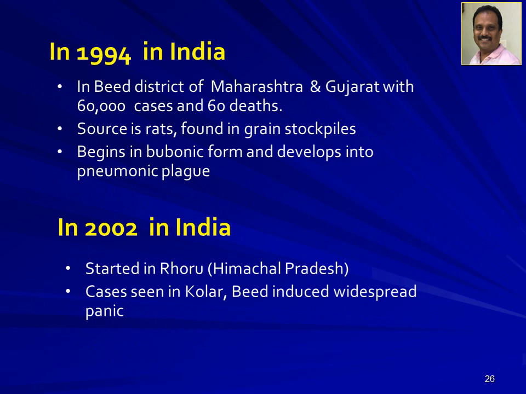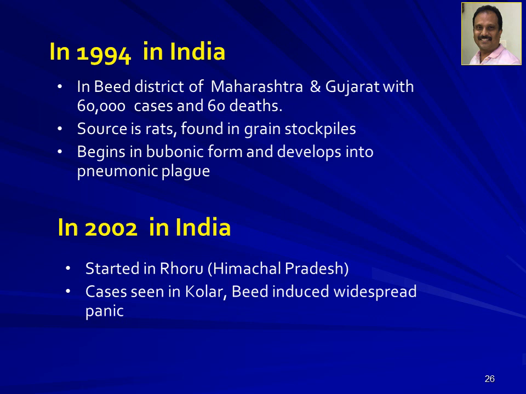And in India, in 1994, in the Beed district of Maharashtra and Gujarat, 60,000 cases occurred with 60 deaths. At that time, the rats were found as the source, where they were harboring in the grain stockpiles. It begins in the bubonic form. Most of the cases were seen in the bubonic form in that particular episode, and it develops into pneumonic plague, which was responsible for the 60 deaths among 60,000 affected individuals.